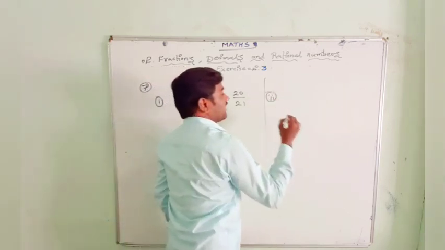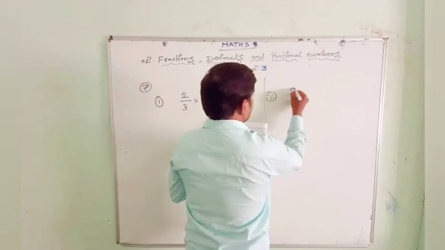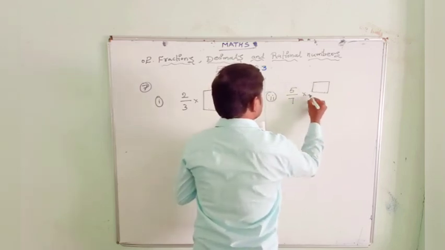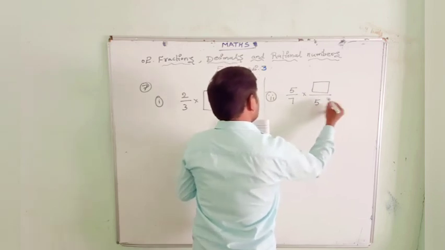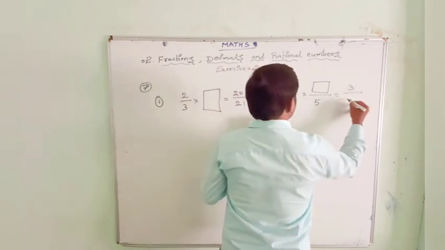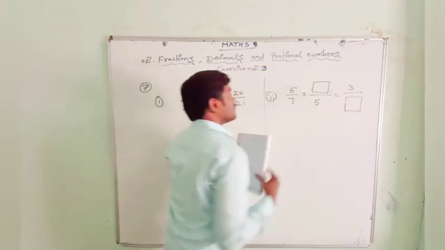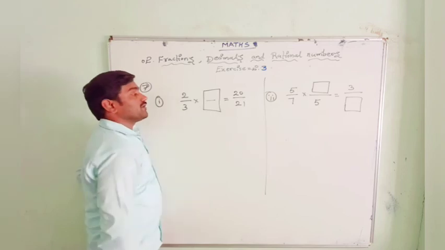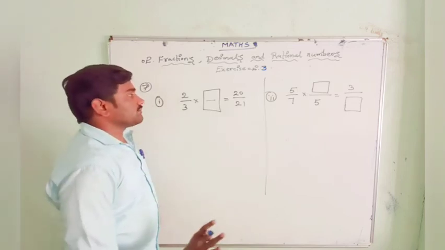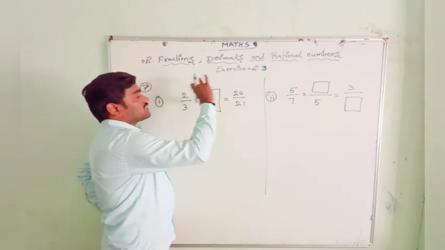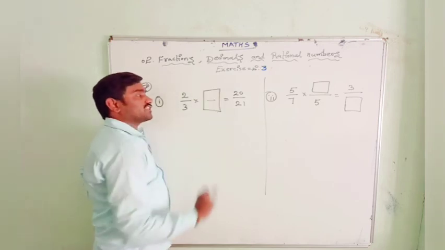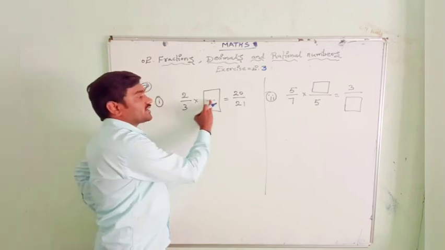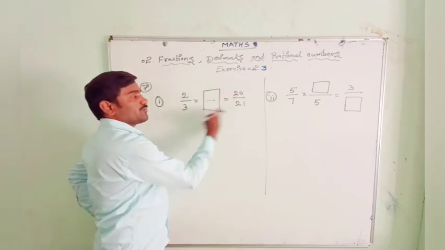So I will tell you a very simple way to remember this. 5 by 7 into box by 5 is equal to 3 by box. So we have to provide the numbers in the blanks. Very simple. Let us write that. Imagine that there will be one more fraction here. Fraction into fraction equals one more fraction. That means the product of two fractions equals product of numerators by product of denominators.